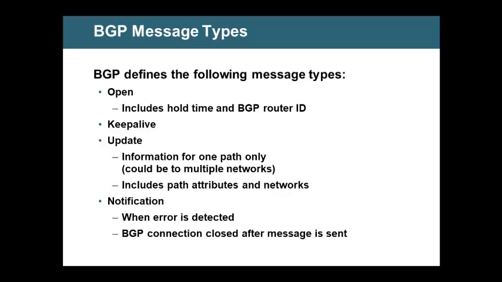Now, update message, as we know, update is nothing but what? The changes that happened in the path attributes or in the network. Then there is the notification message. What is notification? If there is some error in a network, if there is a cable break, if there is an error in a path, it will be notified.